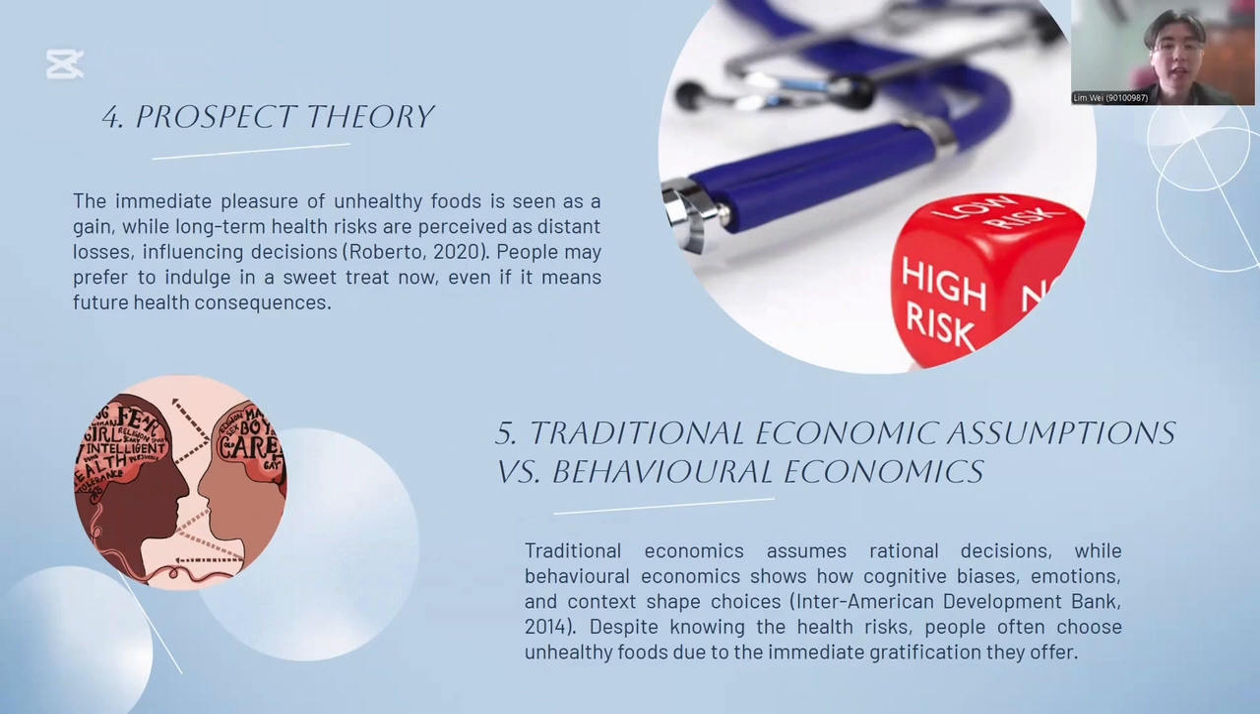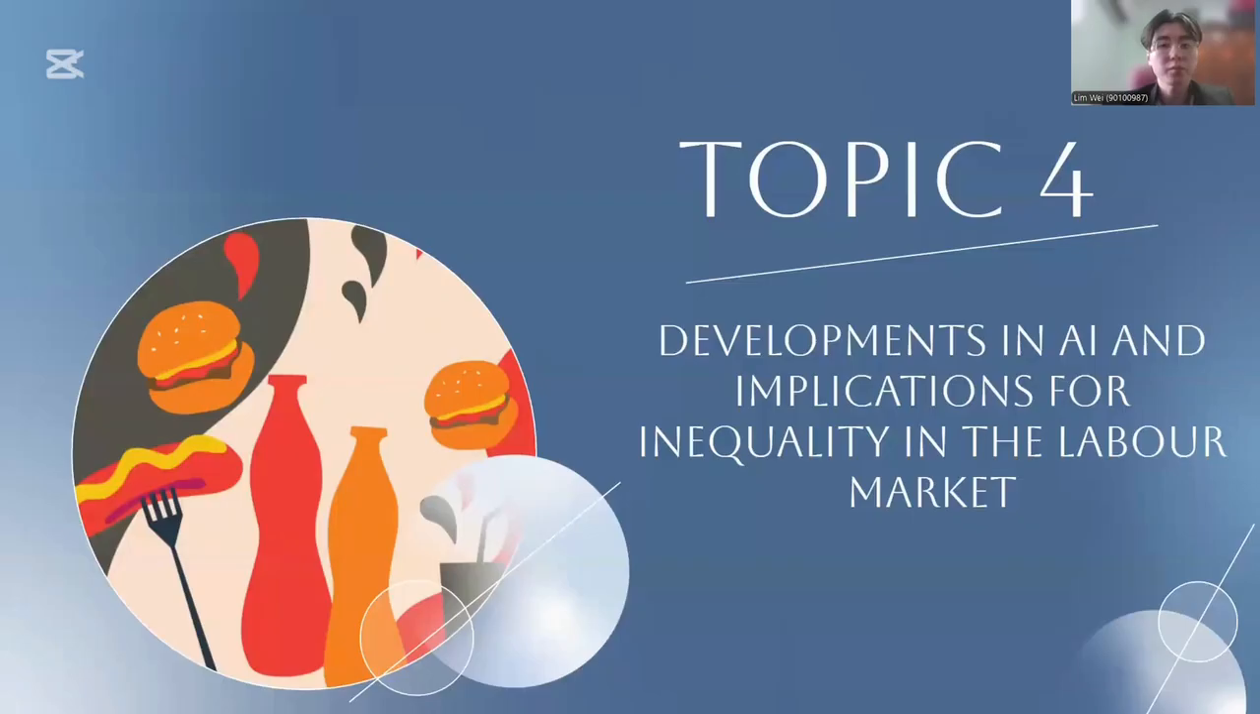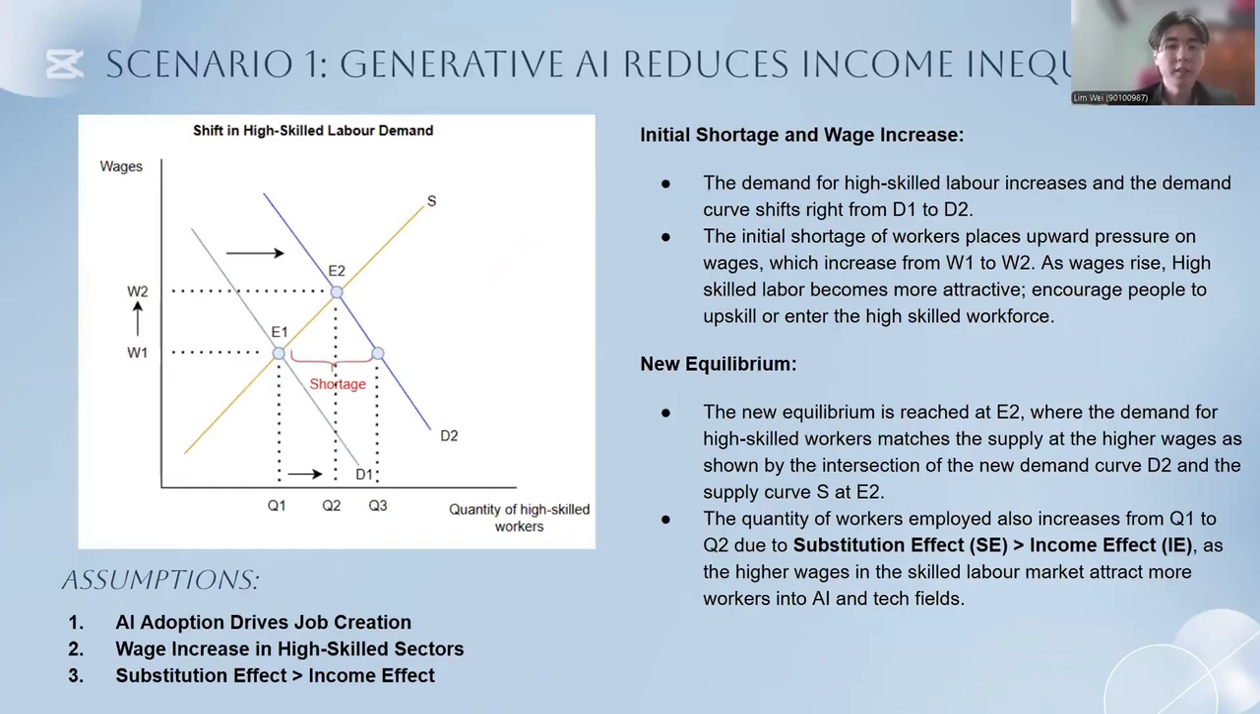Understanding these forces enables businesses to design better interventions, from reshaping menus to using nudges that guide people towards healthier and more sustainable choices. Now, moving on to developments in AI and implications for inequality in the labor market. Starting with scenario 1, where generative AI reduces income inequality.